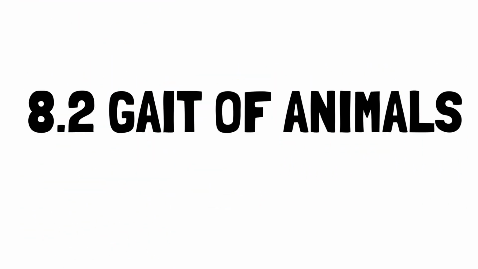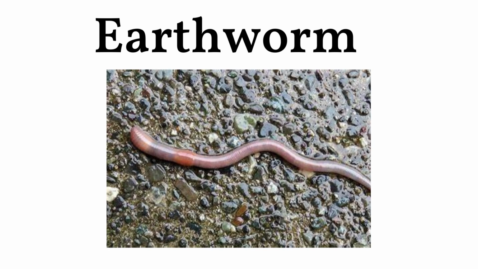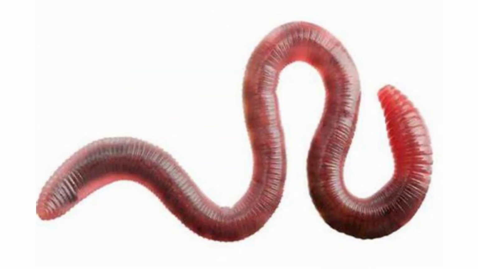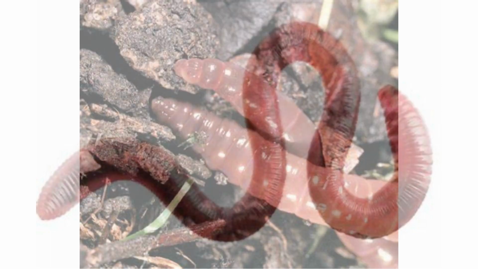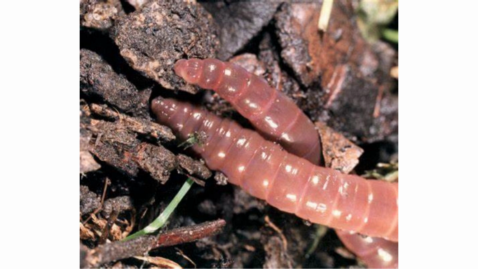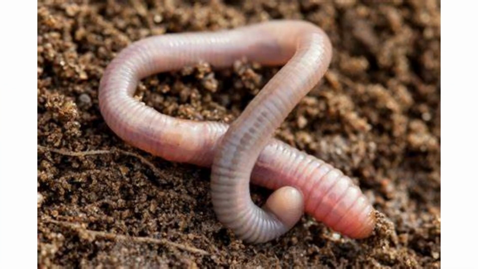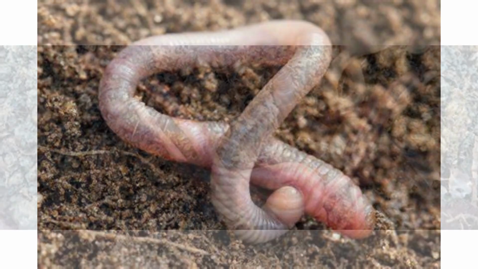Gait of animals. Earthworm. Observe an earthworm moving on soil in a garden. Gently lift it and place it on a piece of blotting or filter paper. Now observe its movement. The body of an earthworm is made up of many rings joined end to end. An earthworm doesn't have any bones. It has muscles which help to extend and shorten the body.